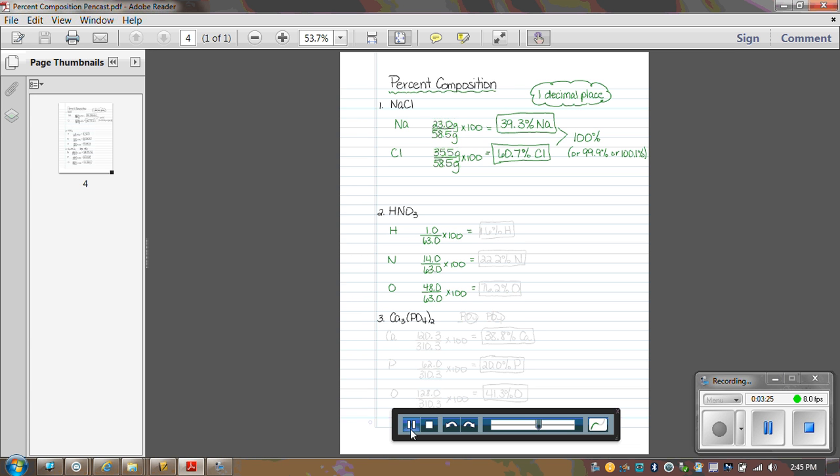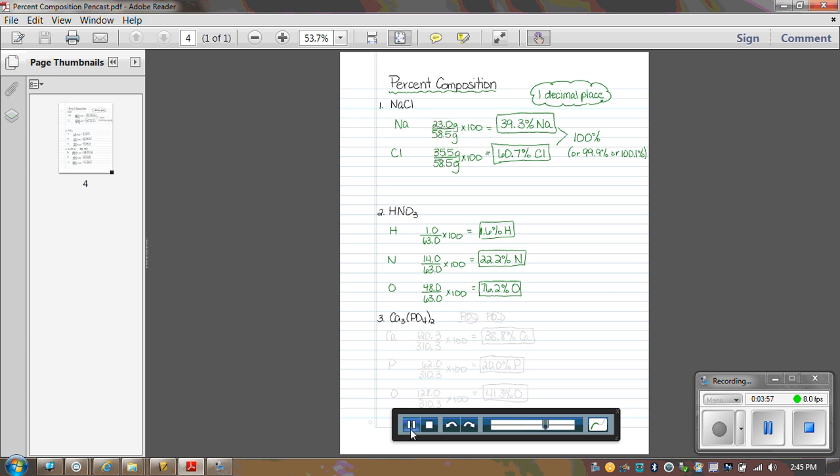So when you divide those through, you get 1.6% hydrogen, 22.2% nitrogen, and then 76.2% oxygen. So those would be your answers. Double check those answers by adding them up and making sure, in this case, they do add up to be 100.